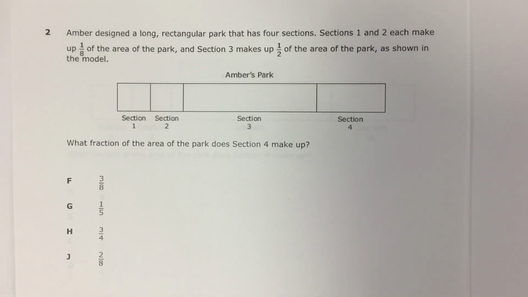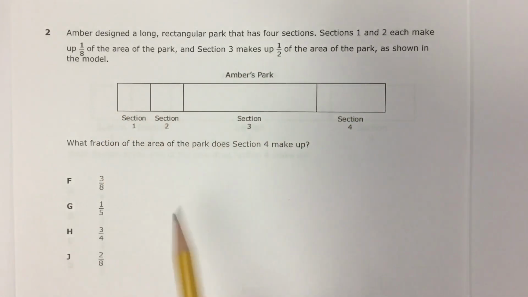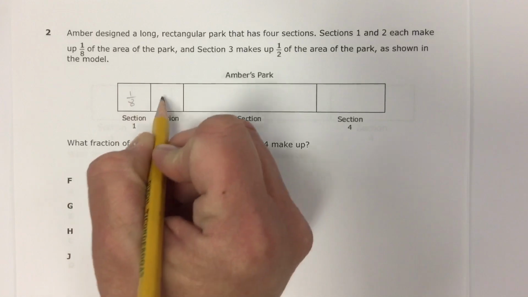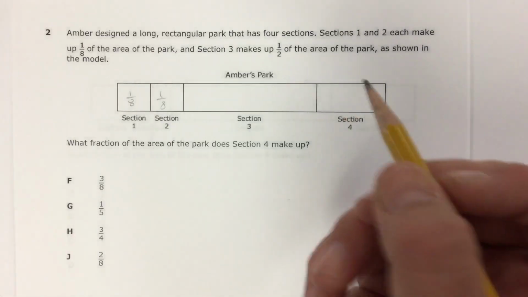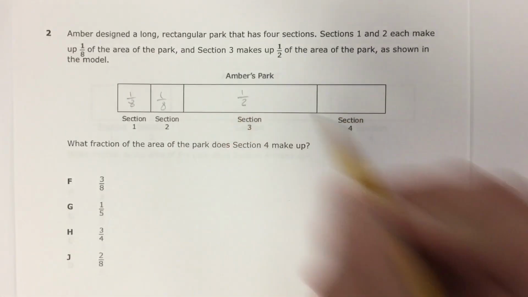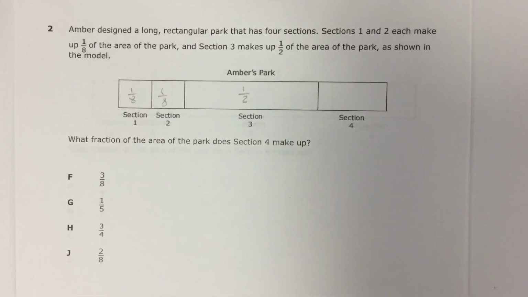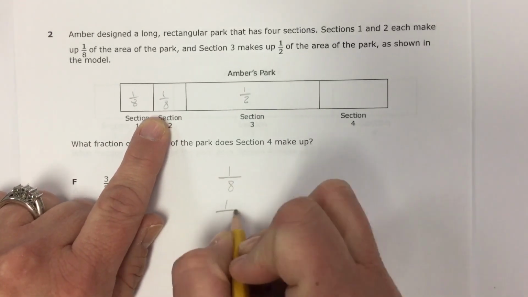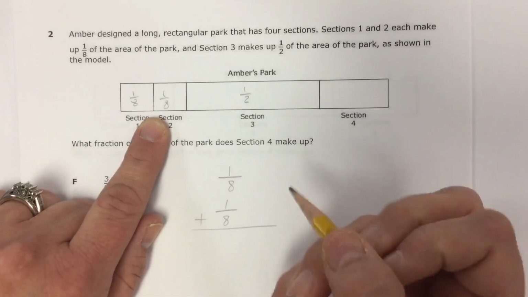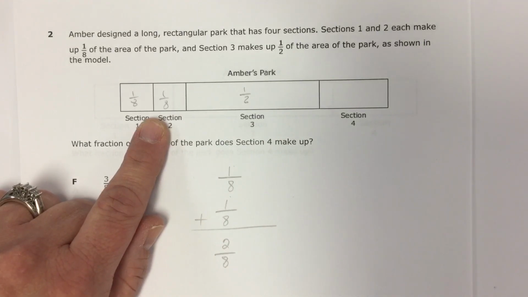Okay, so we need to look at how much is being taken up first. Section 1 and 2 each make up 1/8 of the area. That means this is 1/8, this is 1/8, right? Section 3 takes up 1/2 of the area of the park. And we're looking for Section 4. Each of these sections is 1/8, so I'm going to first add those up because they have common denominators, so all I have to add is the numerators. 1 plus 1 is 2, so that's 2/8 of the park.